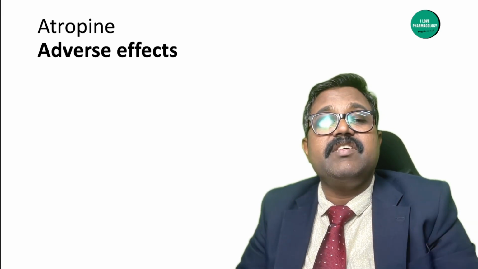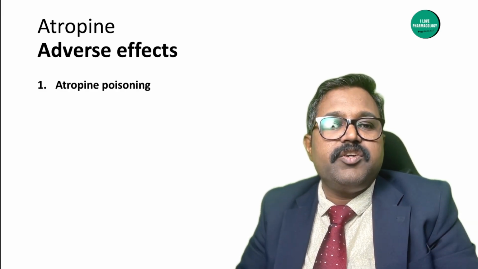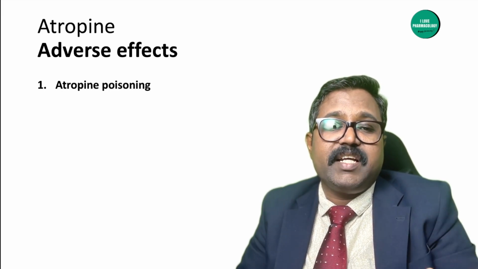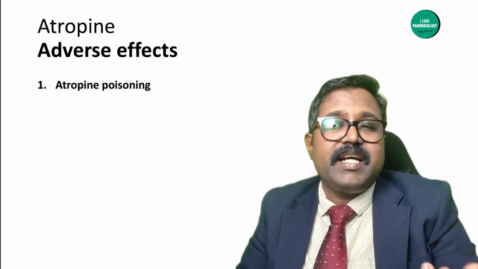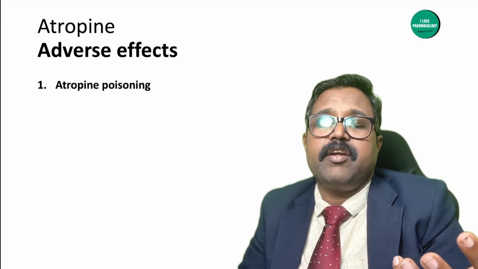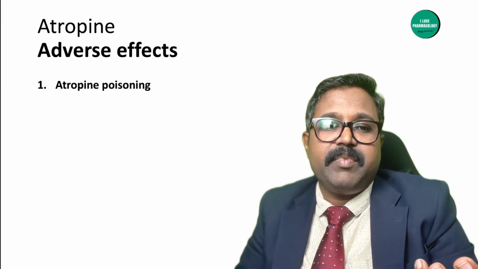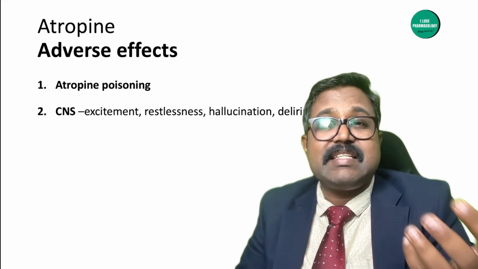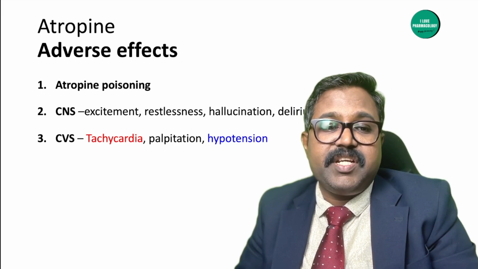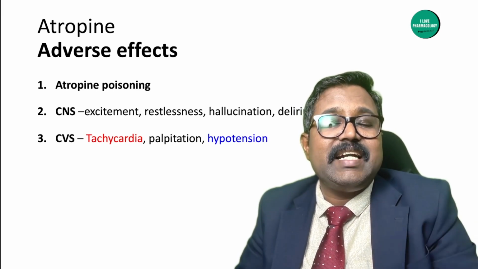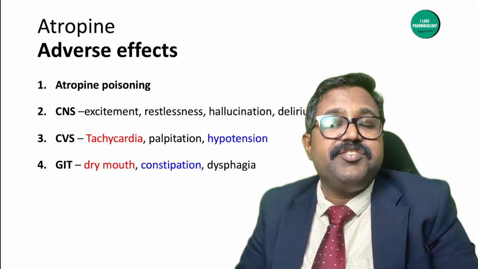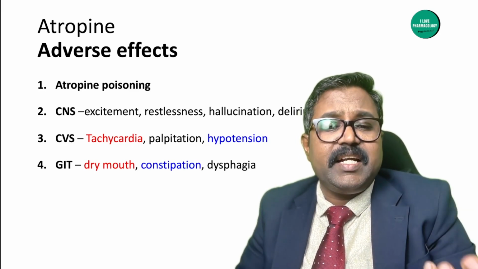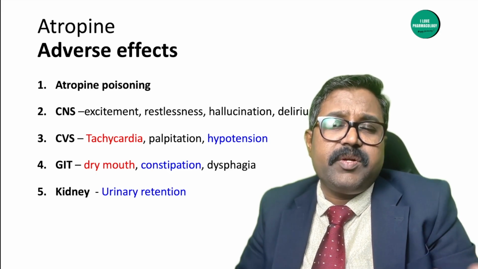Coming to the adverse effects of atropine. Overdose of this drug can cause atropine poisoning. What is the antidote for atropine poisoning? The antidote for atropine poisoning is physostigmine. On the CNS, it can cause excitement, restlessness, delirium and hallucination. On the CVS, it causes tachycardia, palpitation and hypotension. On the GIT, it causes dry mouth, constipation and dysphagia. On the kidney, it causes urinary retention.